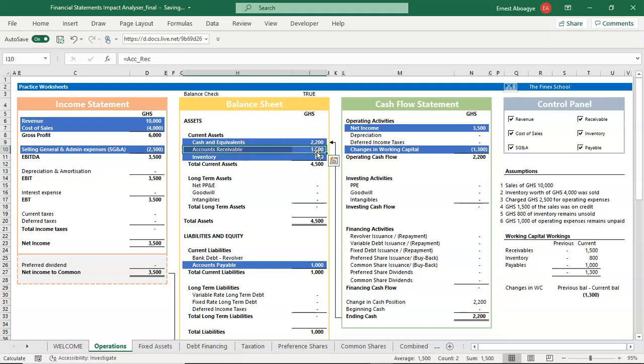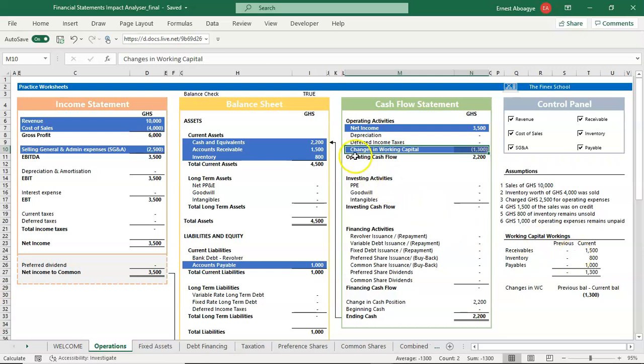And then when you come to receivables, we show that by 1,500, we still have 800 in inventory, and we have 1,000 in accounts payable to pay. That is, we owe our suppliers this much to pay. So that is how these revenue, cost of sale, and SG&A impact, and especially with the introduction of the working capital, that can be a bit tricky, but I'm sure it will not be too much for you to handle.